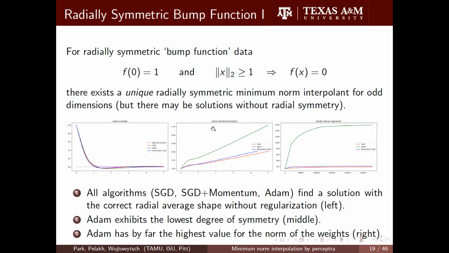But this one is the radial standard deviation. It means that you measure the standard deviation with respect to the radial direction. If it's larger, we are not having a radially symmetric function. If it's small, we have a radially symmetric function. Surprisingly, what we found is that while SGD and SGD momentum have a low radial standard deviation, Adam apparently shows much higher radial standard deviation. Adam and weight decay regularizer, we also measured the value of it. And it turns out that Adam tends to deviate much farther from minimum norm interpolation, while other optimization algorithms reveal much smaller deviation.